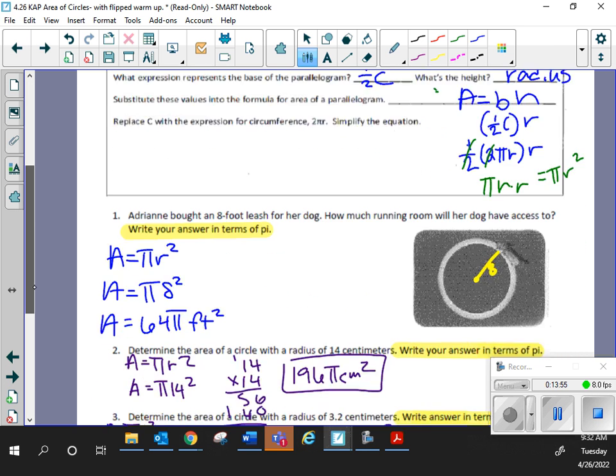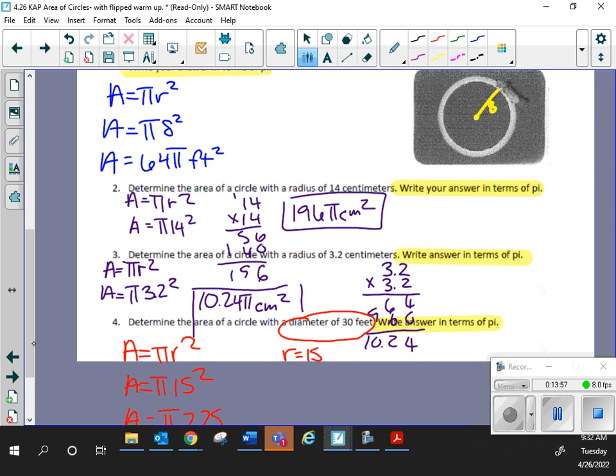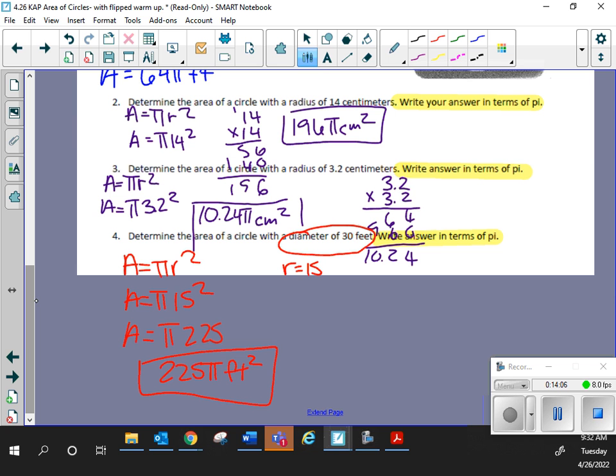All right, sorry. Here are those answers. For number 2, you have 196 pi centimeters squared. For number 3, 10.24 pi centimeters squared. And on number 4, you gotta be careful. This gives you the diameter of 30 feet, which means that the radius is 15. Then you put that into the formula. If you got 900 pi, again, you didn't change the diameter into the radius.